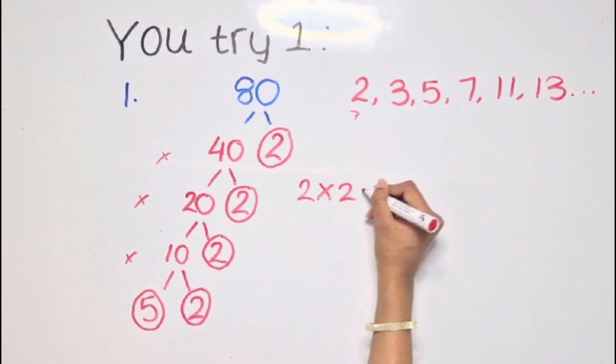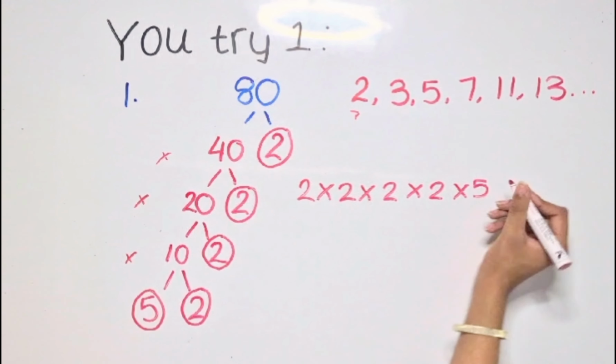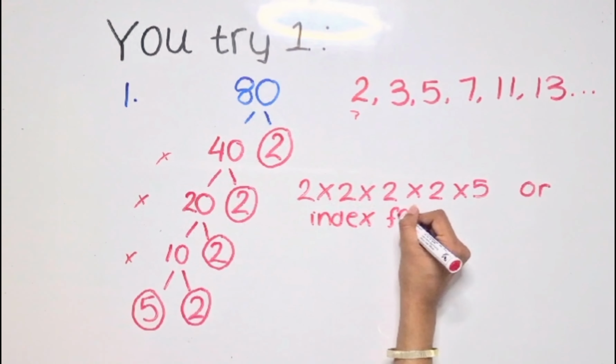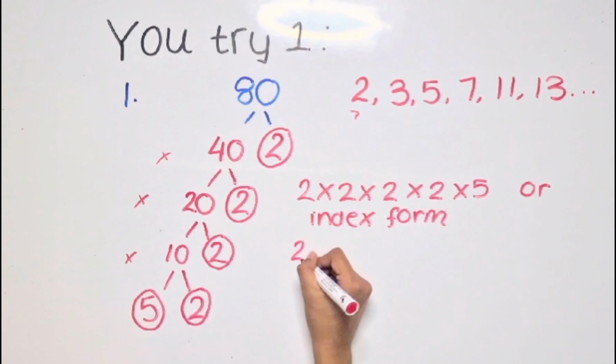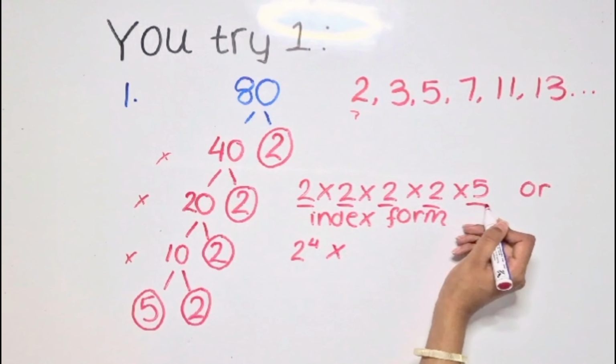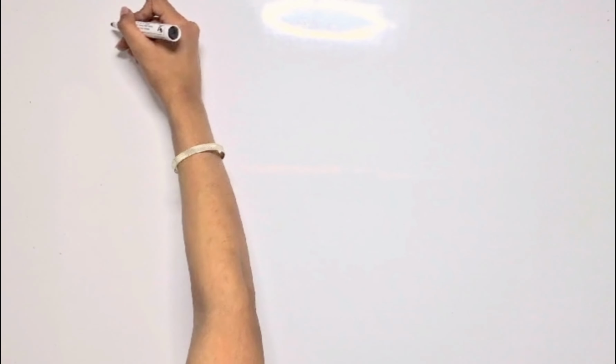So we're going to do 2 times 2 times 2 times 2 times 5, or we can do it by index law, and when we do it we're just simplifying it down to the smallest equation possible. So we're going to do 2 times 1, 2, 3, 4 times, to the power of 4, times 5, and that's correct, so tick that if you got it correct, and well done.